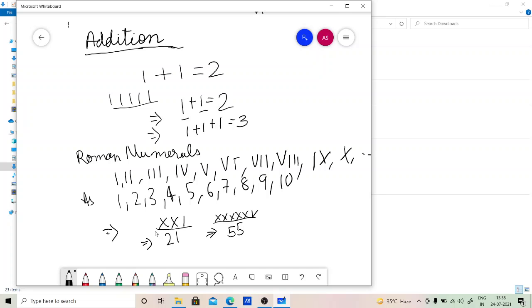So I'm just wiping out the slide and I'm making a new slide.